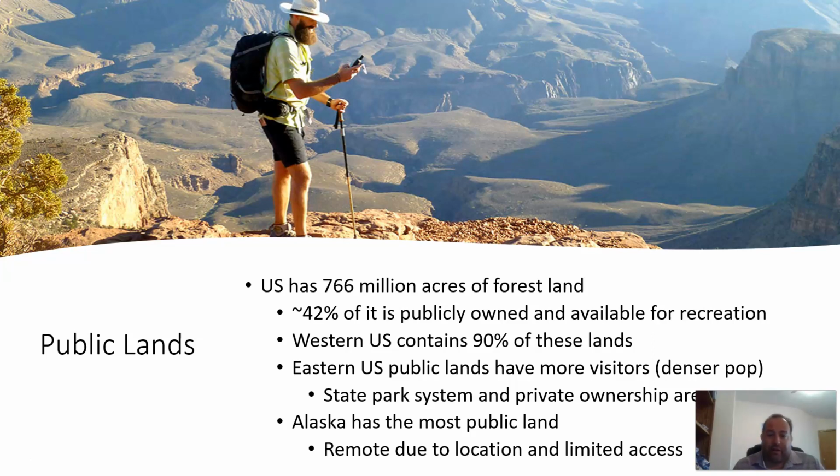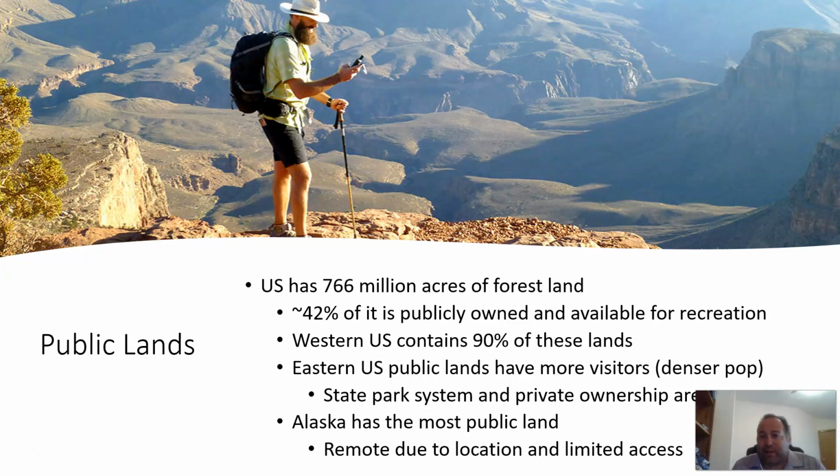So let's just use some rough numbers. Let's just say the U.S. has 800 million acres, right? If there's 40% of that, you're talking about 300 million acres or so. And 90% of that's in the Western United States. So millions and millions and millions of acres of land out here ready for us whenever we want to use it. The eastern U.S. does have public lands, but they've got less public lands, but more visitors because people live much closer to those areas and are able to access them a lot easier.